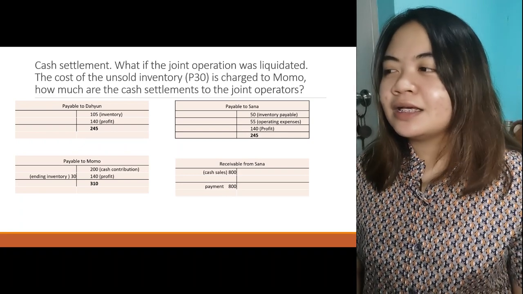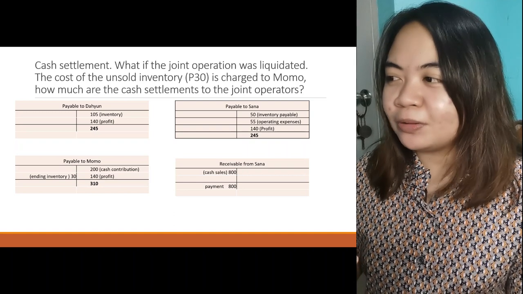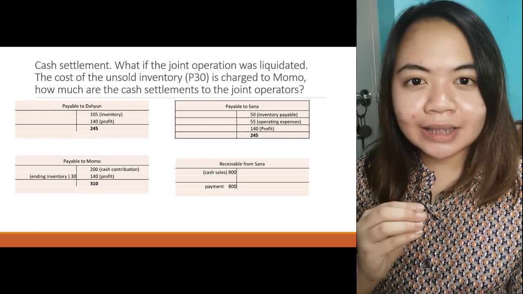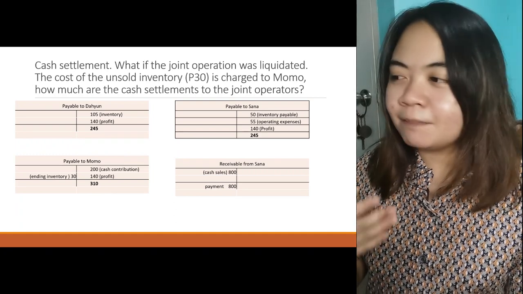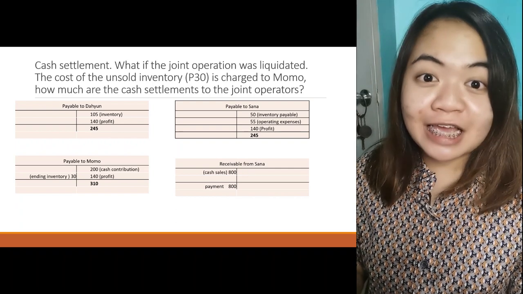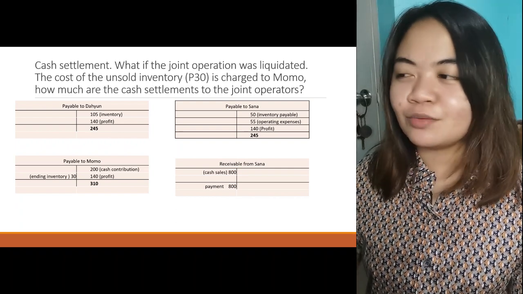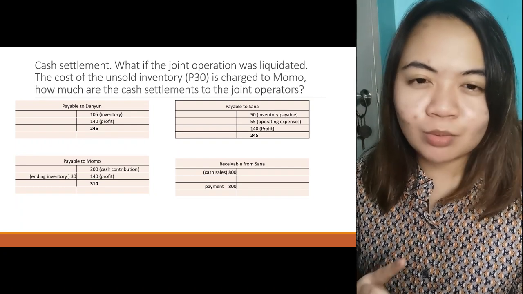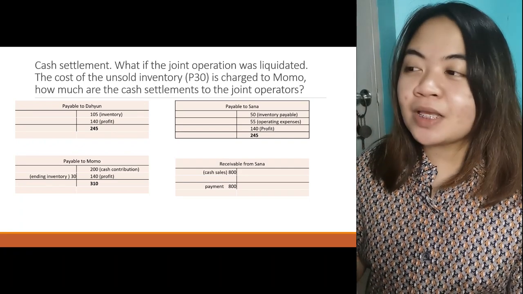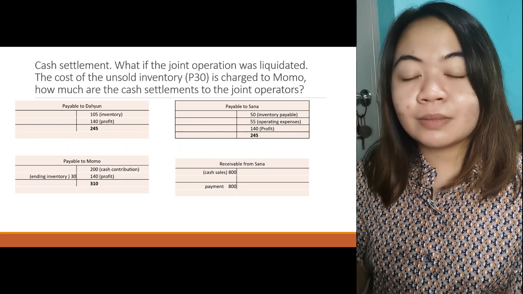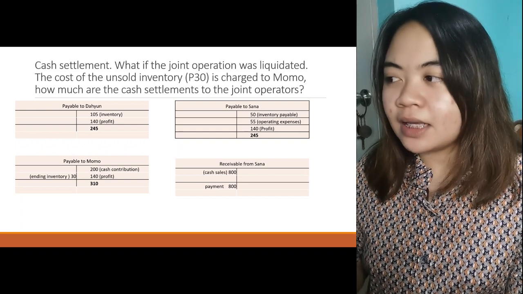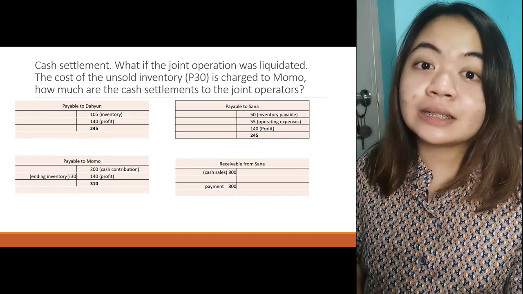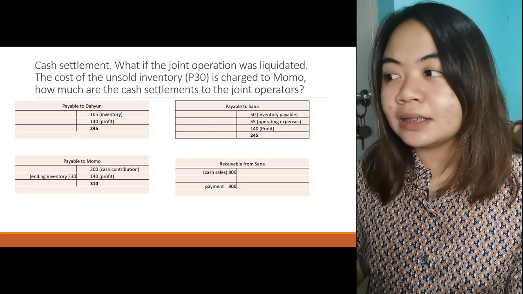Now let's go to Momo. In payable to Momo, he contributed cash, so credit 200, because you will return that to him. Then credit his profit share, 140, because you will pay him his share. And then the remaining inventory is charged to him, so you debit it, because it reduces what Sana will give him. Debit ending inventory of 30 pesos, which reduces what he will receive. His total net receipt is 310, so Sana will pay him 310.